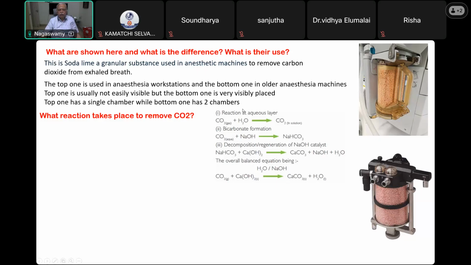So the three steps are: first, conversion of carbon dioxide into carbonic acid; breakdown of carbonic acid into hydrogen and bicarbonate, which will combine with the sodium hydroxide to form sodium bicarbonate; and sodium bicarbonate will react with calcium hydroxide to form calcium carbonate and regenerate sodium hydroxide and water. So that is the three-step reaction that you have to remember. And what is Monday morning syndrome?